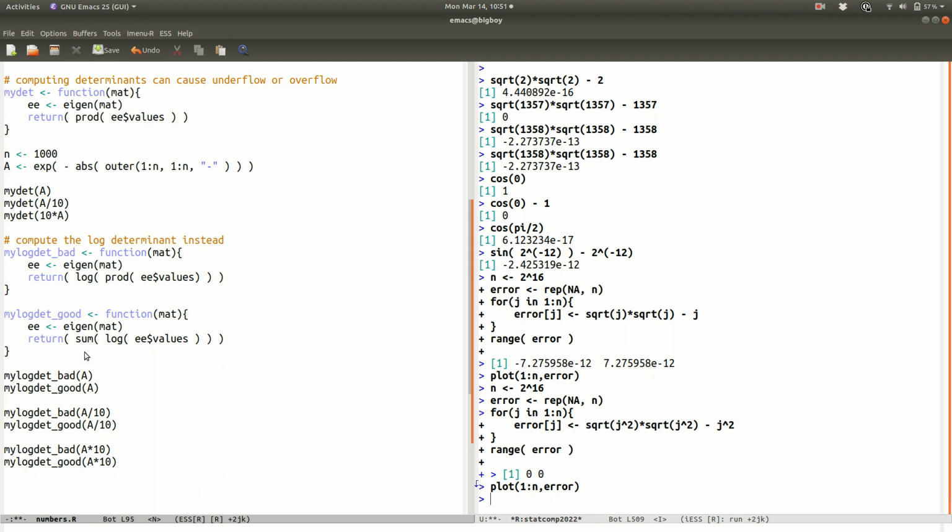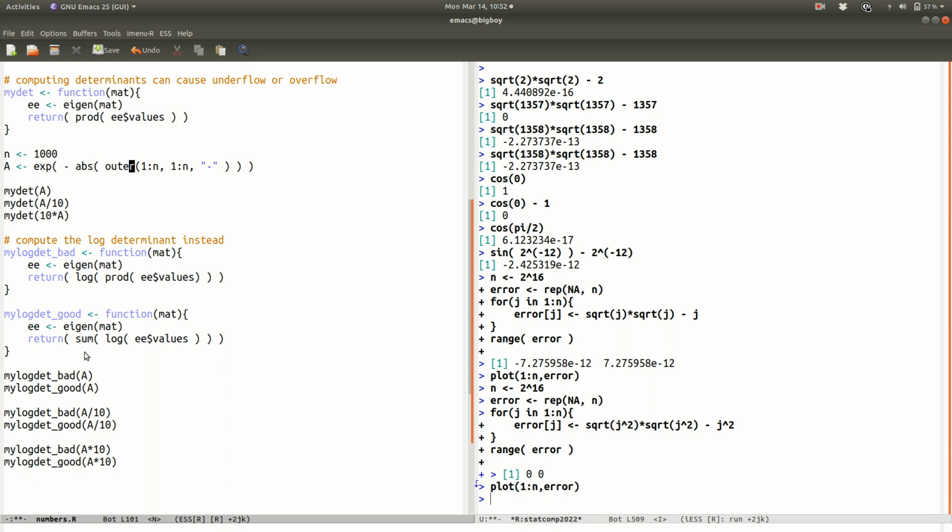So I've written a function that takes in a matrix, takes the eigen decomposition of the matrix, and then returns the product of the eigenvalues. Now, for covariance matrices, which are symmetric and positive definite, this will give you the determinant. So this is a method for computing the determinant of a symmetric positive definite matrix. And let's see how this works.